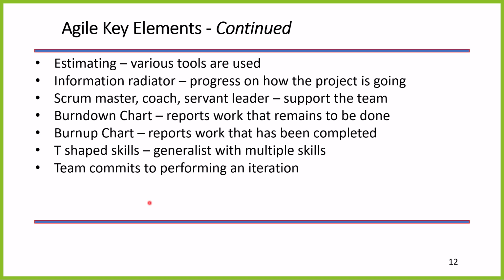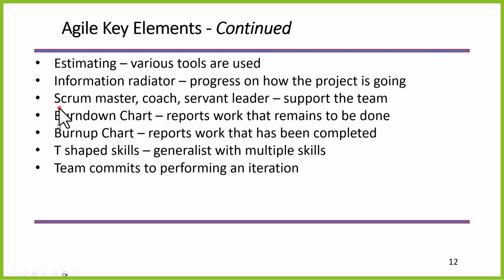Some other Agile elements would include estimating. Now, in Agile, things are more abstract. So our estimating tools, and we'll talk about those in the next slide, are very abstract, very relative. In Agile, we have what we call this information radiator. We don't have reports in Agile. We have the information radiator. Now, this is something that will be posted in a highly visible area or online, and it would have all of the information concerning this project and the progress of this project.